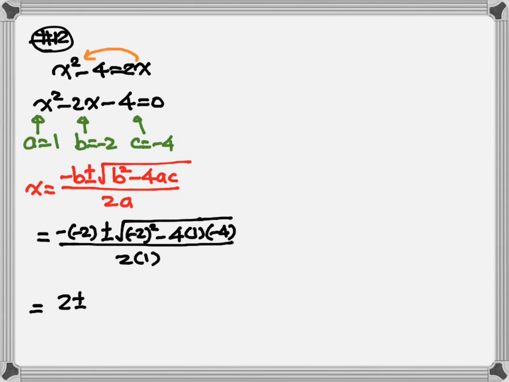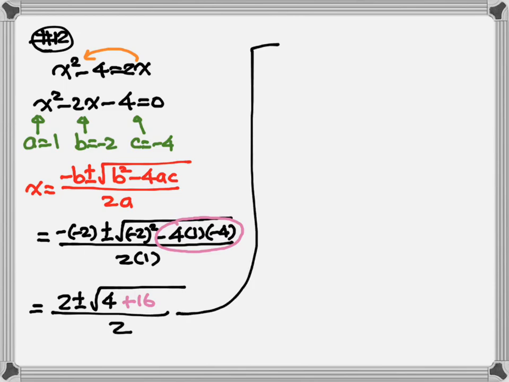So 2 plus minus square root of -2 squared becomes a 4. Then here we're going to multiply these 3 numbers again. -4 times 1 times -4 becomes plus 16 over 2 times 1. So that gives you a 2. Next, we're going to work inside the square root. Keep the 2 outside. Keep the plus minus. So here inside we have 20 over 2. Keep the 2. Keep the plus minus.